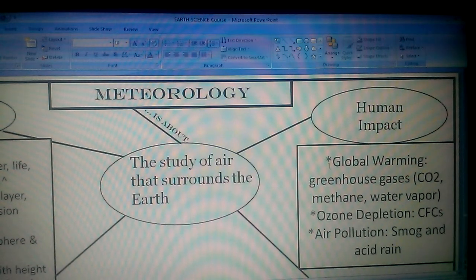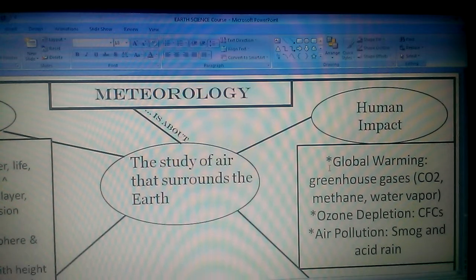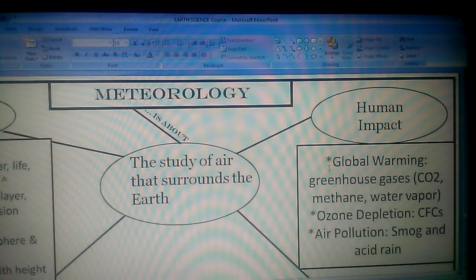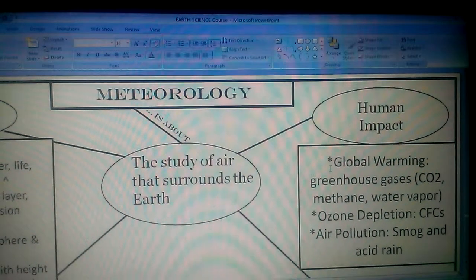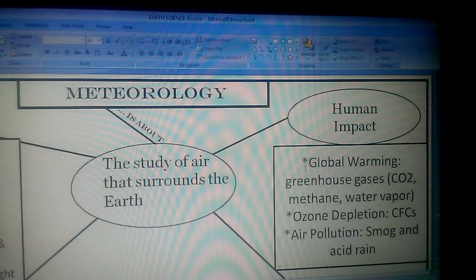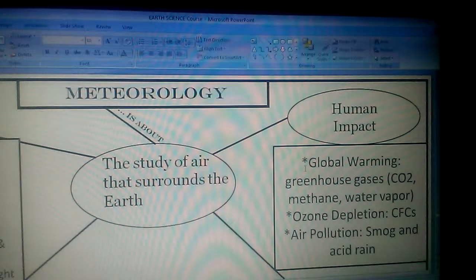Then you have ozone depletion caused by CFCs or chlorofluorocarbons, and those are the ones that deplete and then leave a hole in the ozone layer of the atmosphere, and allow UV radiation to reach the surface. And last but not least, you have air pollution, such as anything that comes out of industry for the most part, unfortunately. But air pollution is going to create things like smog and acid rain that are not good for the environment.